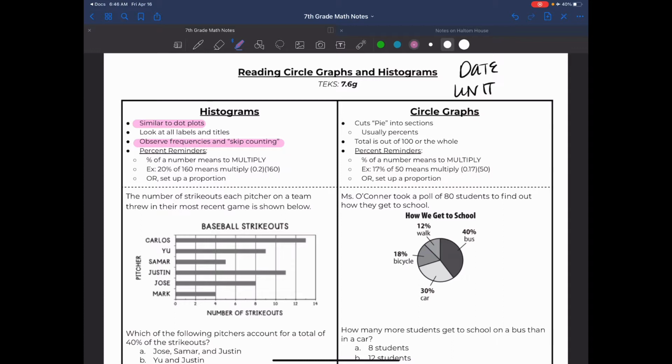so we need to go back to our percent reminders that when we're trying to figure out a percent of a number, of means to multiply. So for example, if I'm trying to find 20% of 160, I'm just going to multiply 20% as a decimal, 0.2, times 160. Or set up a proportion, meaning percent out of 100 equals X out of your total. And honestly, that's probably what we're going to do, unless multiplying is easier. So let's just get into these questions on histograms, and then we will probably do the same-ish thing when we do circle graphs.